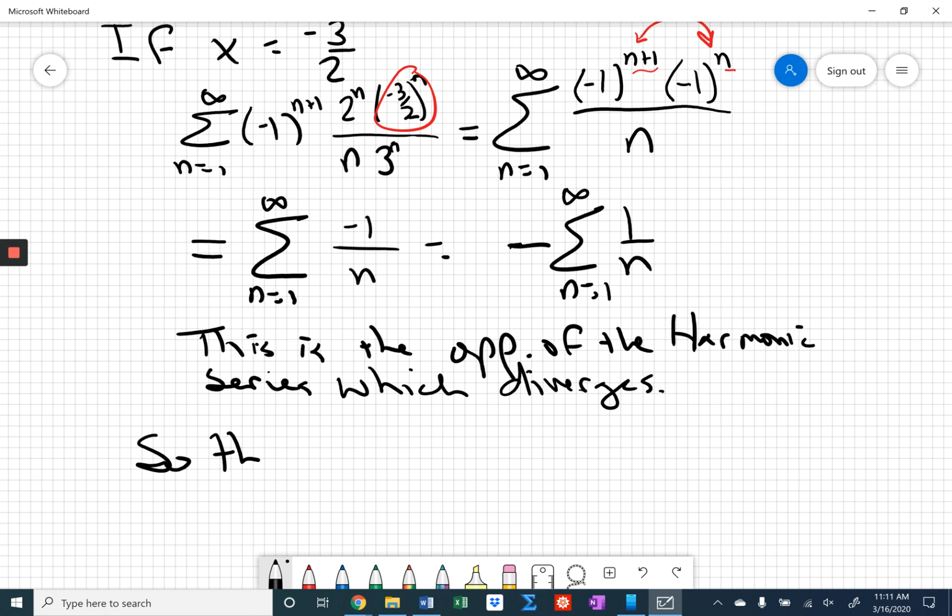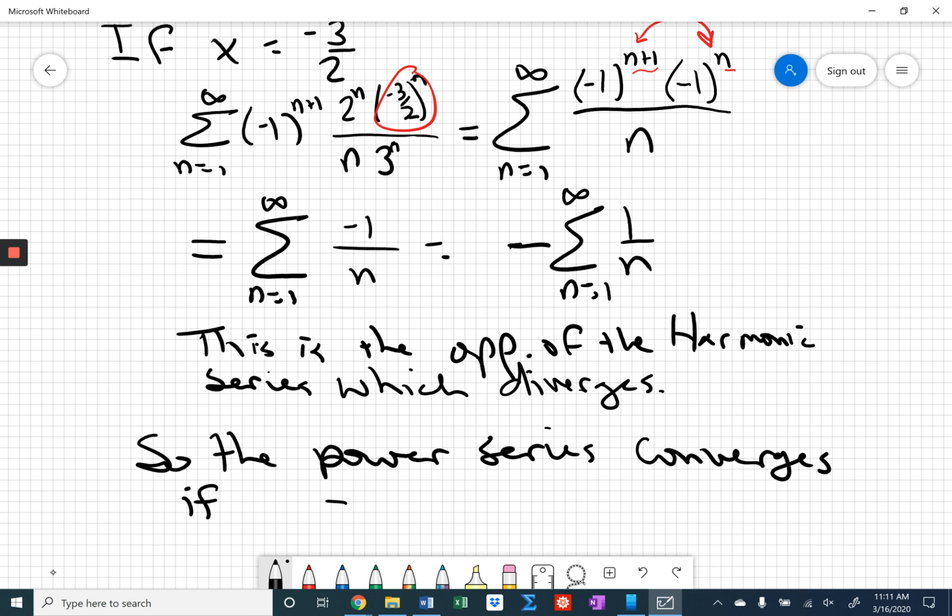So the power series way at the top that we were dealing with converges if negative 3 halves is less than x, because remember it did not converge at negative 3 halves, which is less than or equal to 3 halves.